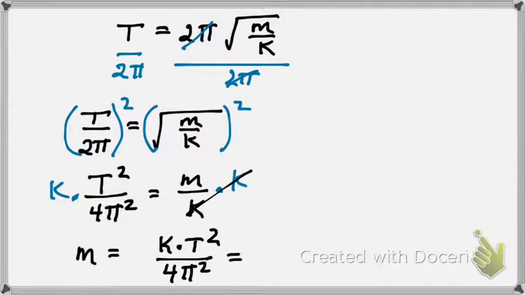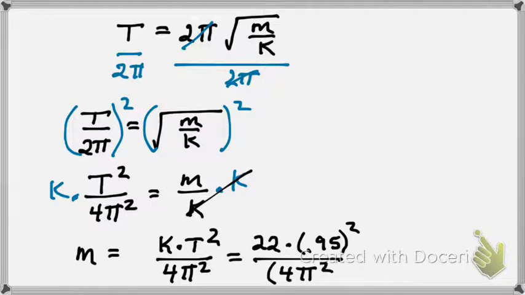And so if we plug in the numbers they gave us, they told us that the spring constant was 22 and that the period was 0.95, over 4 pi squared. And when you type this in the calculator, you're going to want to make sure that denominator is in parentheses. All right, and once you type this in your calculator, you're going to get a mass of 0.503 if you were doing 3 sig figs, and that would be in kilograms. And that is number 11.